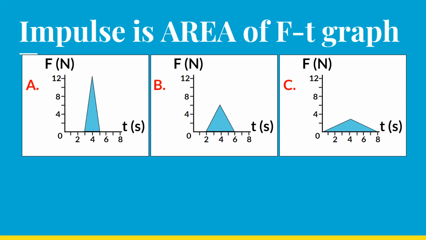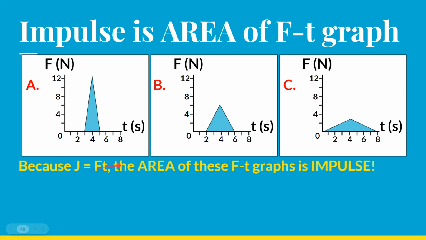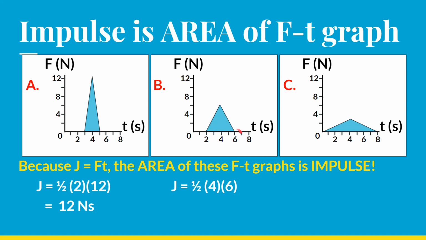So looking at the first one, again, I'm looking for area because J equals F times t. 1/2, my base here is 2, my height here is 12. 1/2 times 2 times 12 is 12. What about the second one? 1/2 base times height, this time my base is 4, from 2 to 6 is 4. The height is 6. 1/2 times 4 times 6, guess what? Still 12, because we're talking about the same collision. Remember, it's going to be the same impulse. So guess what this one's going to be? 12.